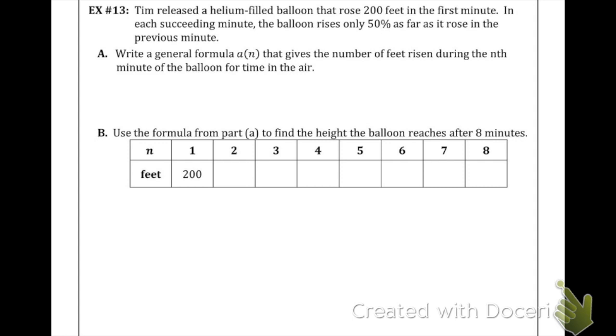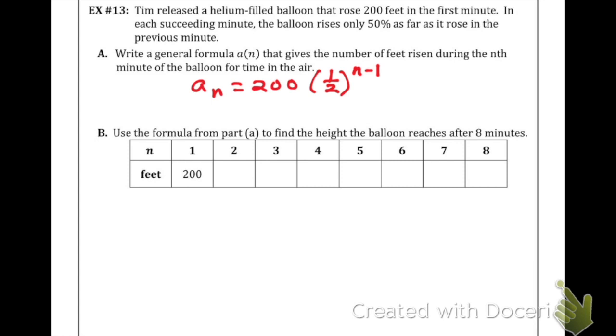Okay, so my initial height is 200 feet. And then the balloon is rising only 50% as far as it rose in the previous minute. So it's taking half, to the n minus 1 power. So now we can use our formula for part A to find the height of the balloon after it reaches 8 minutes. So we can just leave it there, or I could try to take that to a naught. Either works. So we're just taking half the distance, right?